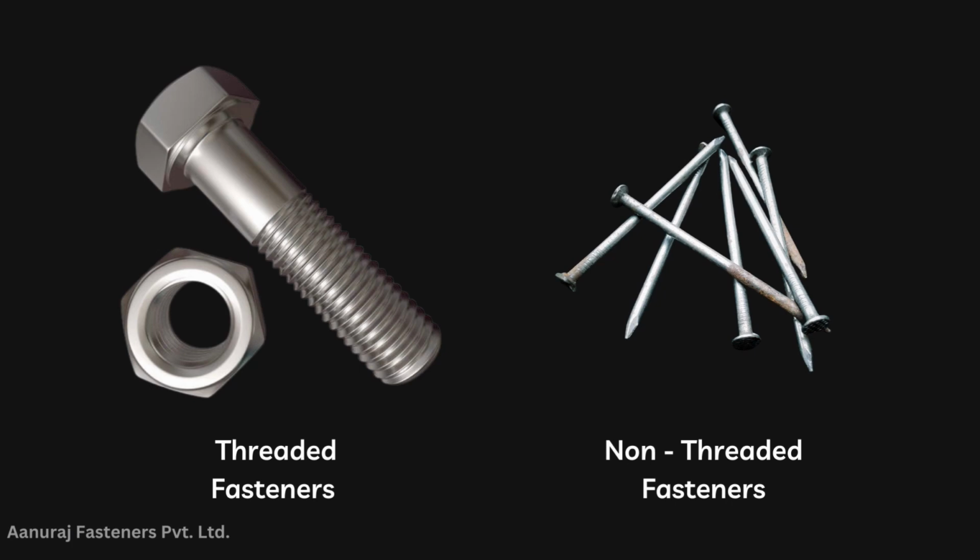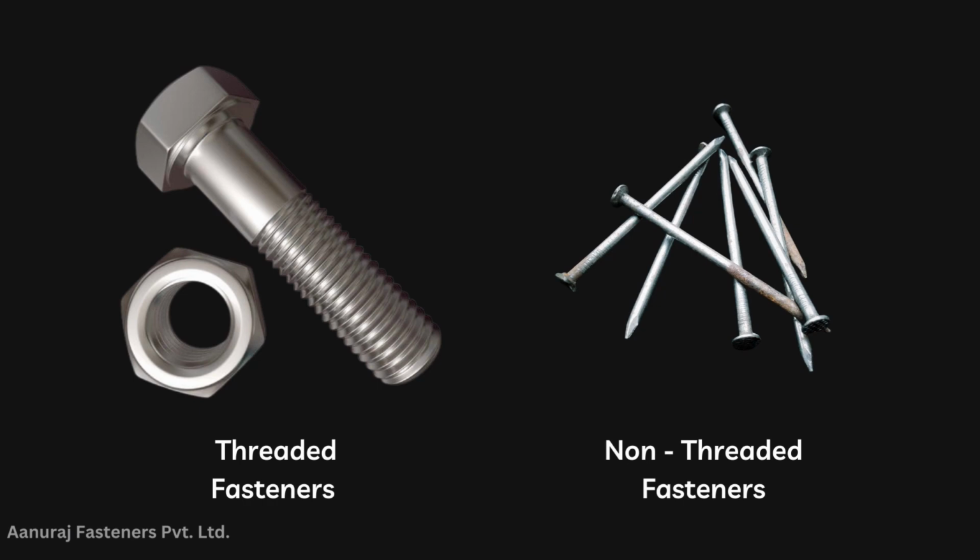Non-threaded fasteners. Non-threaded fasteners are types of fasteners that do not have threads or spiral grooves cut into their surface. They are used to hold two or more objects together, usually by being inserted through holes in the objects and then held in place by some feature, such as heads that prevent them from pulling back through the hole.